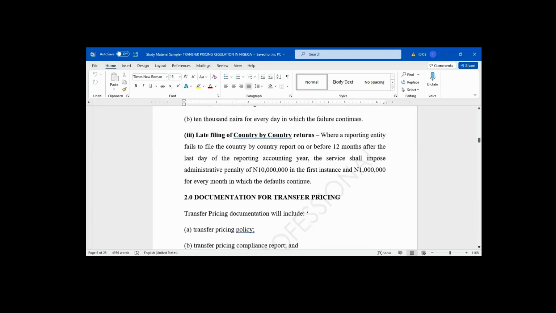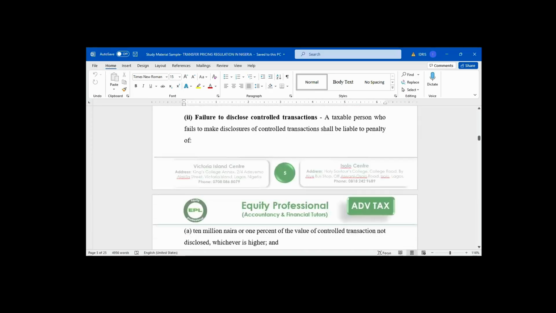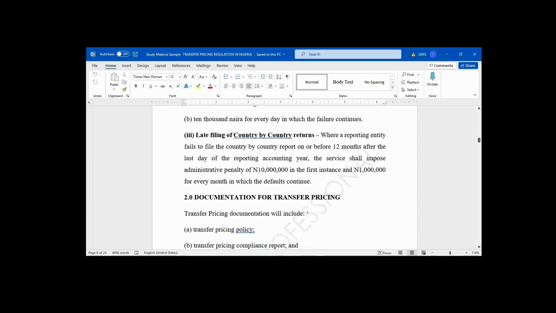So these are the penalties relating to transfer pricing regulation. These are the fines and penalties relating to transfer pricing regulation.